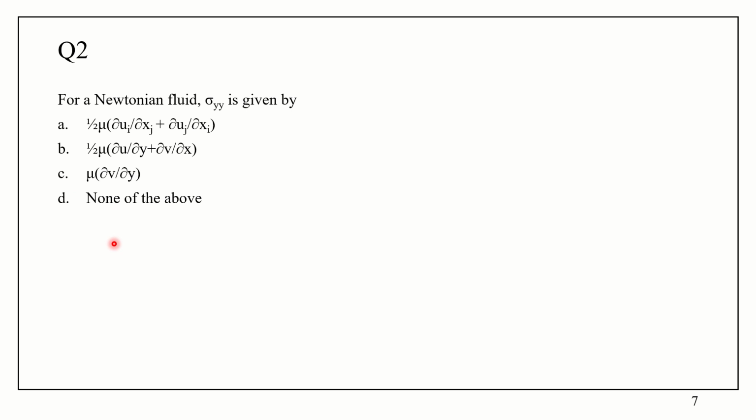If anyone is willing to answer this particular question, you can do so. The question is a very simple one. For a Newtonian fluid, sigma yy is given by dash. Option A, half mu into dou u_i by dou x_j plus dou u_j by dou x_i. Option B, half mu into dou u by dou y plus dou v by dou x. Option C, mu into dou v by dou y. So which is the right answer?